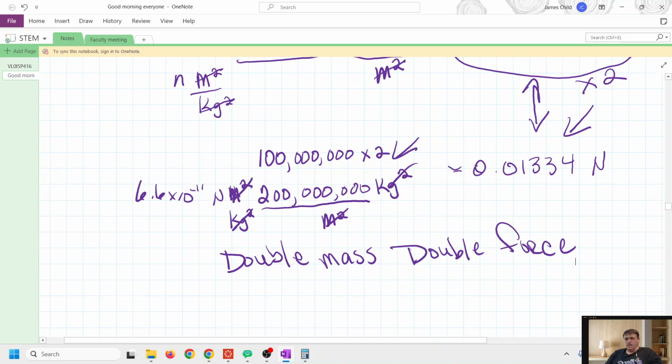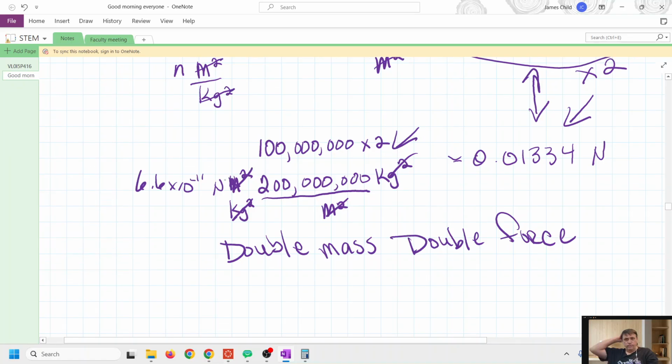Okay. Double mass, double force, if the radius or the distance between the two masses doesn't change.